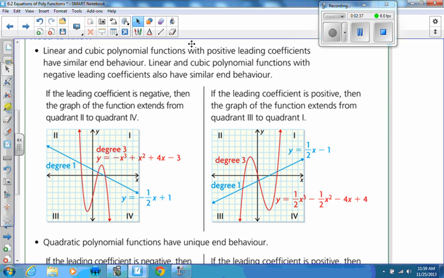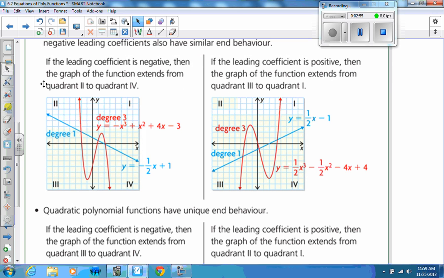So linear and cubic polynomial functions with positive leading coefficients have similar end behaviors. So linear and cubic are the same. Okay, so linear and cubic polynomial functions with negative leading coefficients also have the same end behavior. Okay, so if I look at this example, the leading coefficient on both of these equations is negative. So if it's negative leading on a linear equation, your graph is decreasing. And if it's negative on a power of 3 degree or a cubic function, it starts decreasing, turns, increases, and then continues to decrease again.